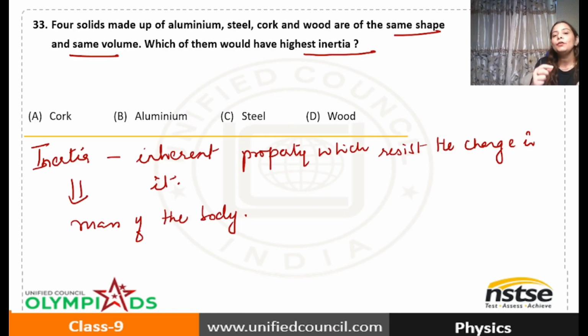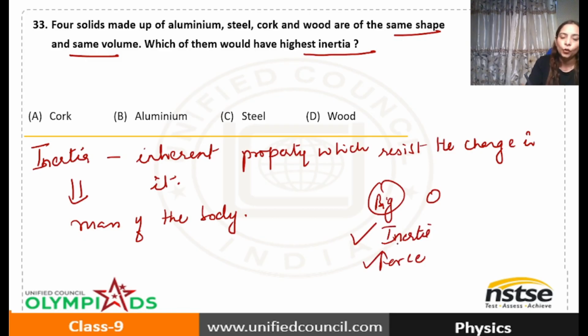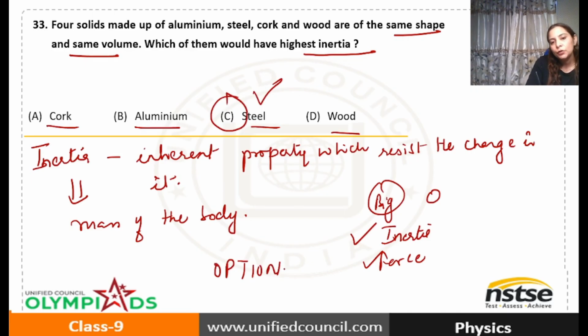For example, if you have two stones rolling down, one a bigger stone and one a smaller stone, the force required to stop the bigger one would be more. The reason being, it is big in size, its inertia is more, that is, its resistance is more. Therefore, to change its state, the force applied will definitely be more. So here we have the options cork, aluminium, steel and wood. Out of the four, which one has more mass or more density? Obviously, it is steel. That is why the inertia possessed would be more for steel. So which answer is correct, students? Option C.